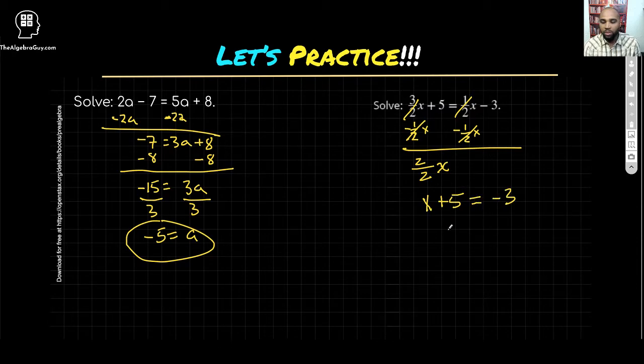Now this becomes real simple, right? Because now I've got to subtract 5 on both sides. x equals -8. And we're done with that.